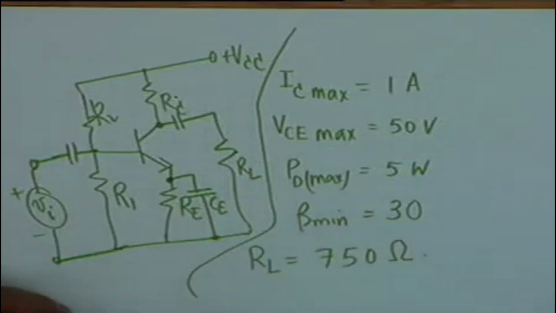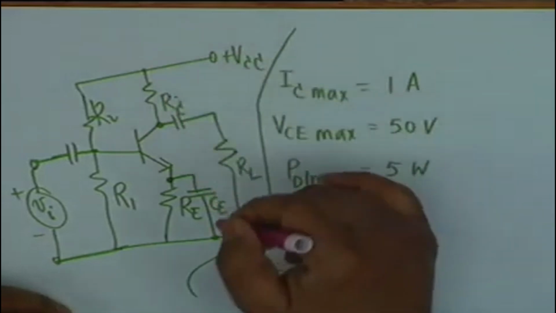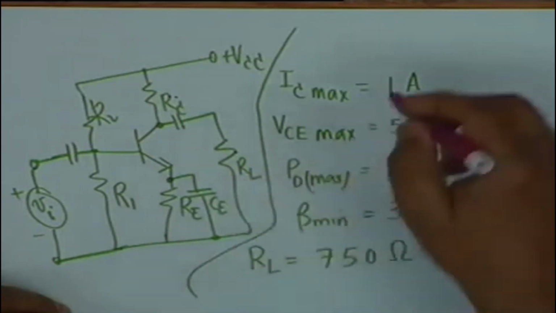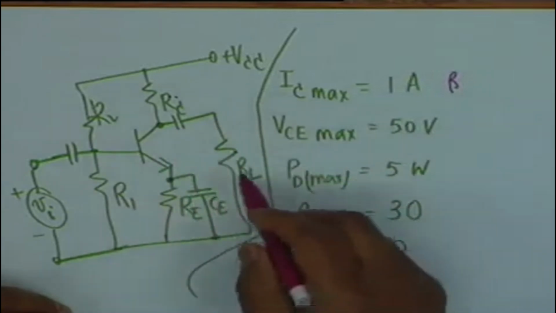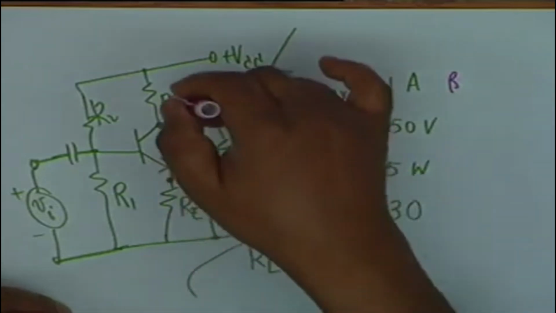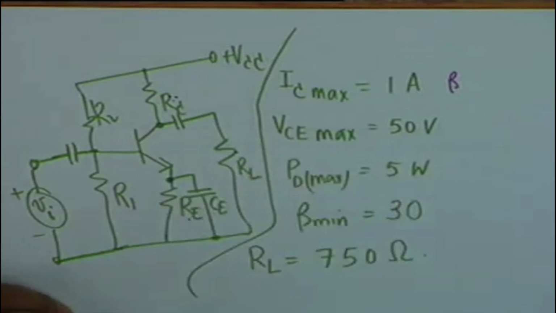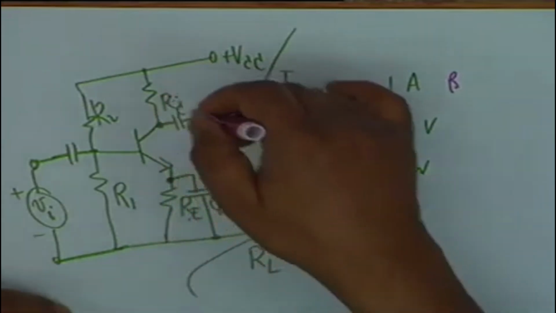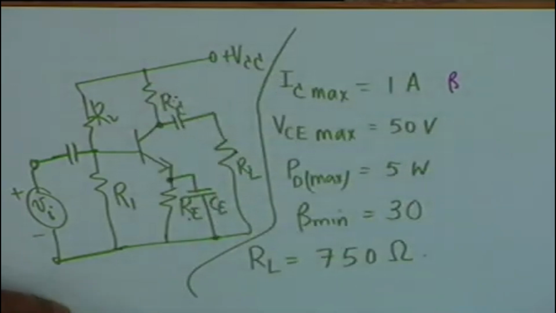And in addition, you see at DC the effective load is RC plus RE. If beta is large, then the effective load at DC, RL, does not come into operation. So the effective DC load is simply RC plus RE, and the effective AC load is RC parallel RL, which obviously is less than RC, and therefore the AC load is less than the DC load.